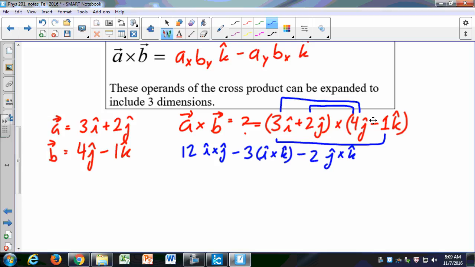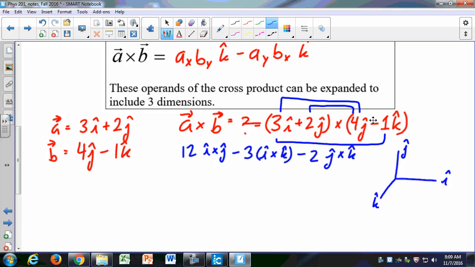Now I know what i cross j is. We already did that. What was i cross j? k, right. But I have these new ones that I haven't seen before, the i cross k and the j cross k. But no need to fret. We can draw our coordinate system over to the side. I always do this because I don't memorize these. In fact, there are so many combinations I wouldn't bother memorizing them, but just use your right-hand rule.